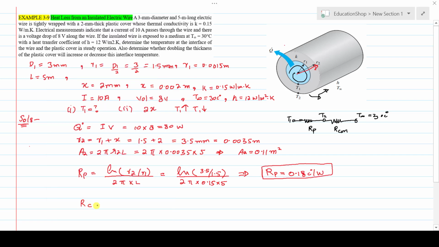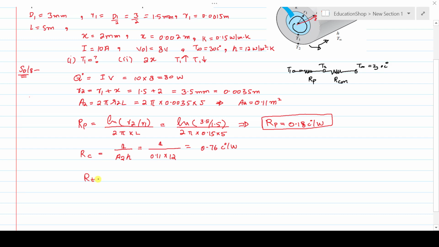Next is to find the RC value, the resistance offered by convection heat transfer, that is 1 divided by the surface area of the insulated pipe A2 and h. A2 is 0.11 meter square, and the h value is 12. You solve this on the calculator, you will get its value almost 0.76 centigrade per watt. Our total resistance is RT, that is the sum of RP plus RC, simply added, that is 0.18 plus 0.76. When you add it, you will get the total resistance, that is 0.94 centigrade per watt.